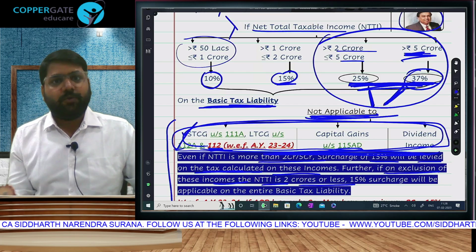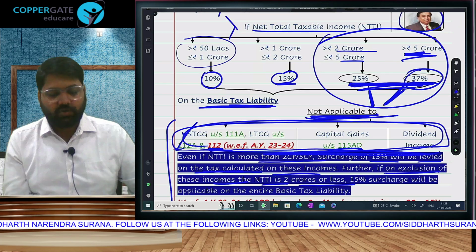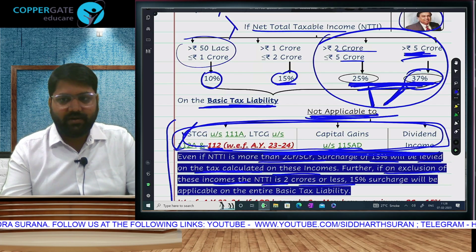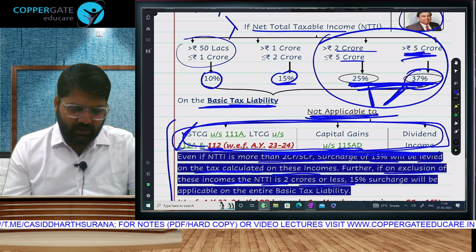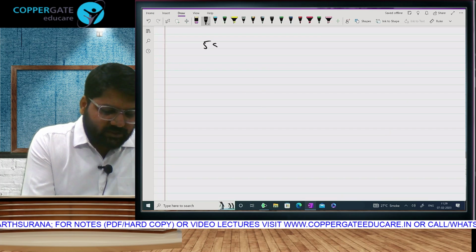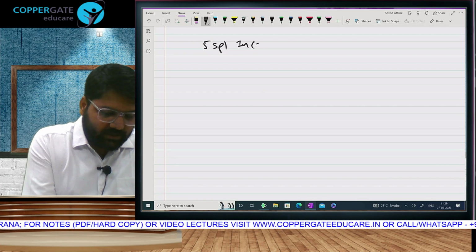And because of this, if you are crossing 2 crore, then on your other income also it will not apply. Let me do a small numerical for you to make you understand. You may be able to understand with the help of these numbers. Okay, 5 special incomes. Which are the 5 special incomes?